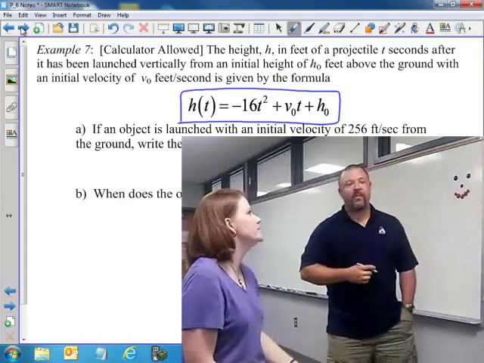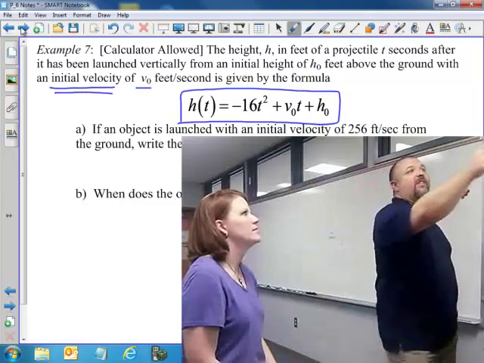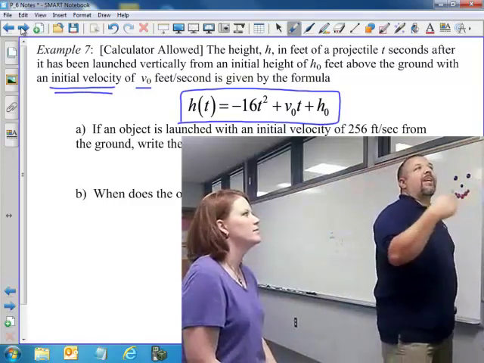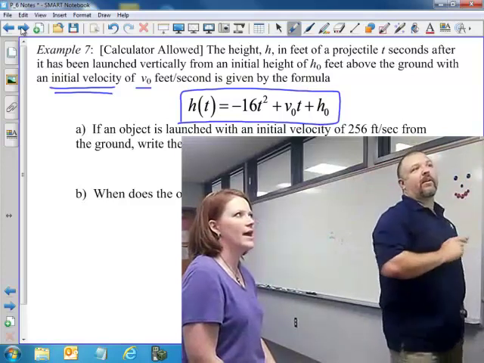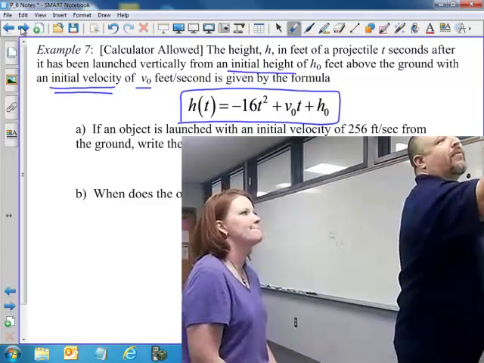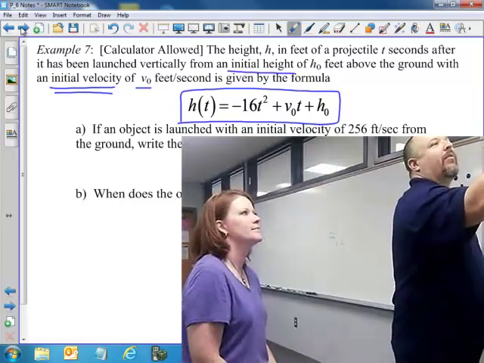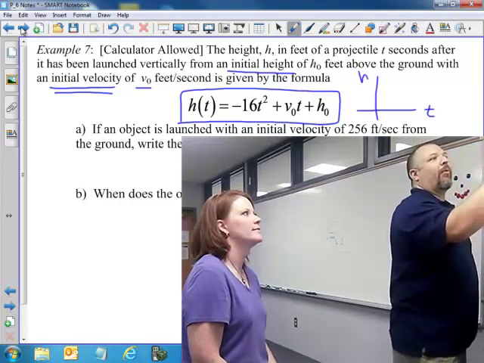The v naught is your initial velocity. Sometimes that's called v sub 0. So it's how fast you launch the thing into the air. And h naught, or h sub 0, is your initial height, or height at time 0. What it really means is when you graph this, you're going to have time versus height, and wherever you are initially, that would be your height.